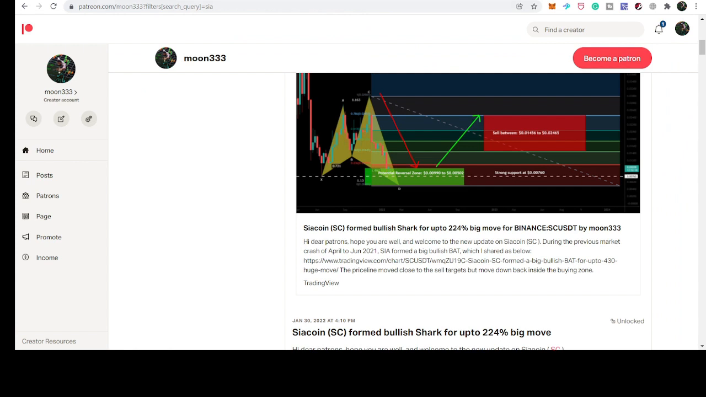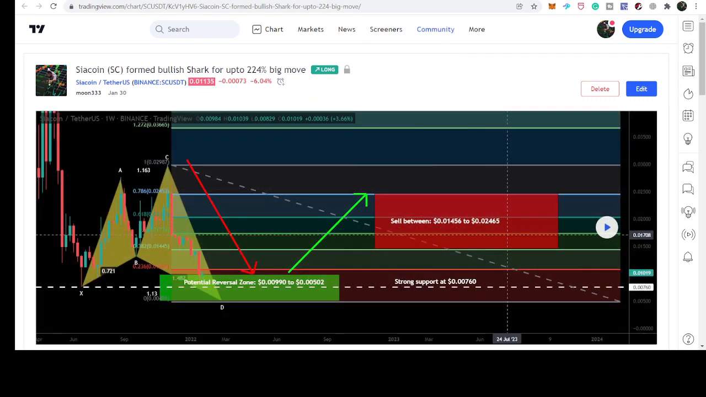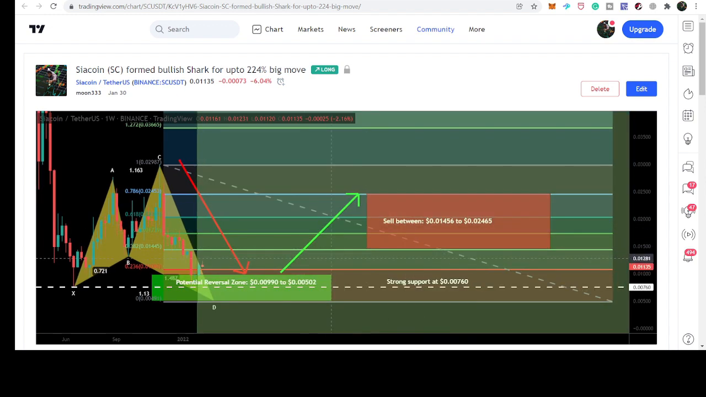Now, if I play the current chart, let me take you to the current chart and show you how the price line behaved when I shared this chart after that. By the way, our sell targets as per this pattern are from 1.4 cents and go to 2.46 cents. Now, I've played this chart, and you can see that the price line has started its move to the upside. Right now, it has rallied to 1.2 cents, but our sell targets are from 1.45 cents to 2.4 cents.